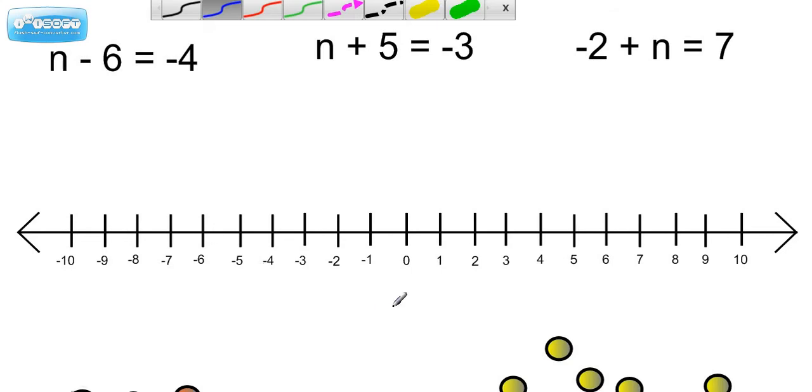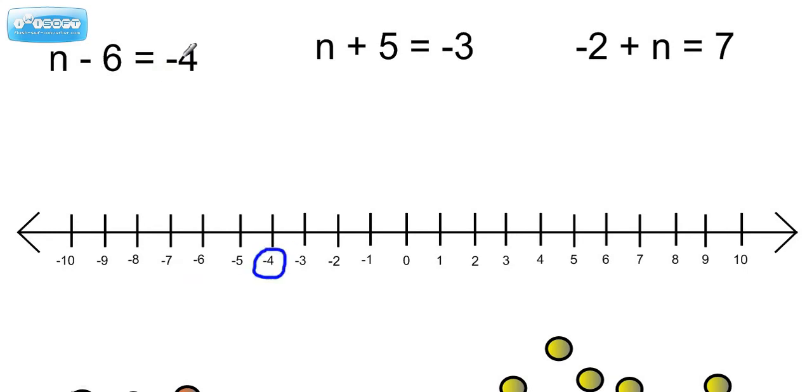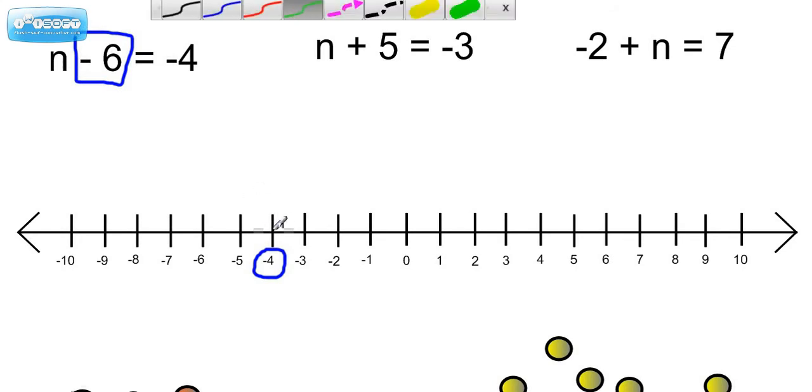So let's think about this. We started off with some number, we subtracted 6, so that meant we went left 6, and we landed at a negative 4. Now, what would be the opposite of going left 6 on a number line? Wouldn't it be go right 6? Let's look at that on the number line, shall we?